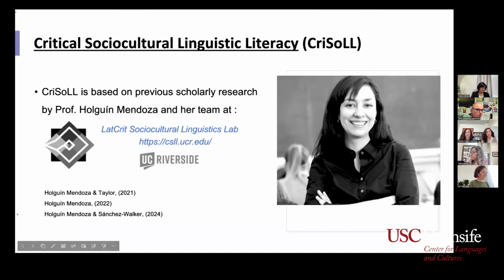Based on previous research, Professor Claudia Mendoza and the team of the UCR LACRID Lab developed CRISOL, Critical Language Awareness and Ideas of Racial Literacy. Critical Historicity, Stylistic Language Practices, and Symbolic Power are brought all together in CRISOL. This combination calls into question current models of appropriateness and paves the way for a more open approach to language instruction.